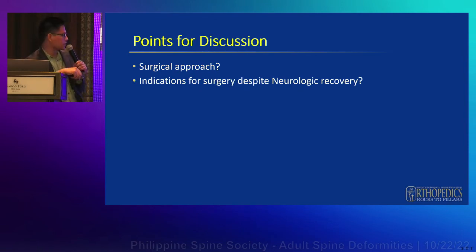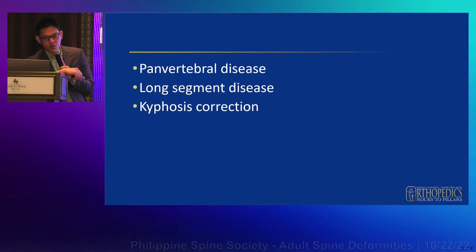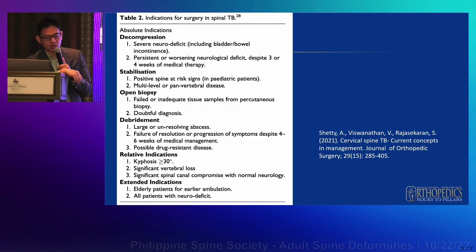Another point for discussion would be what would be the type of approach that we could have used for this patient should he have consented for surgery. So these are just 2 journals, and summarizing the 2 and narrowing it down, they said that surgery is indicated for panvertebral disease. So that means there are 3 column involvement for the affected vertebral body level. For long segment diseases, so that means vertebral body level involvement of more than 2. And for correction of the kyphosis, usually greater than 30 degrees.